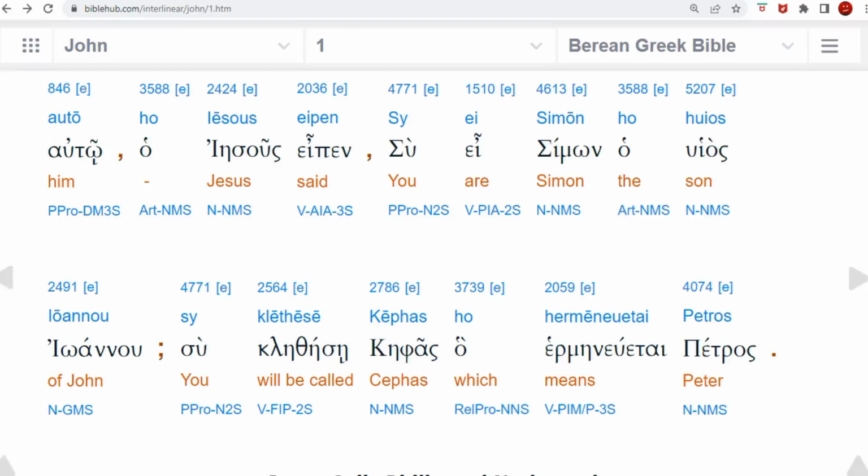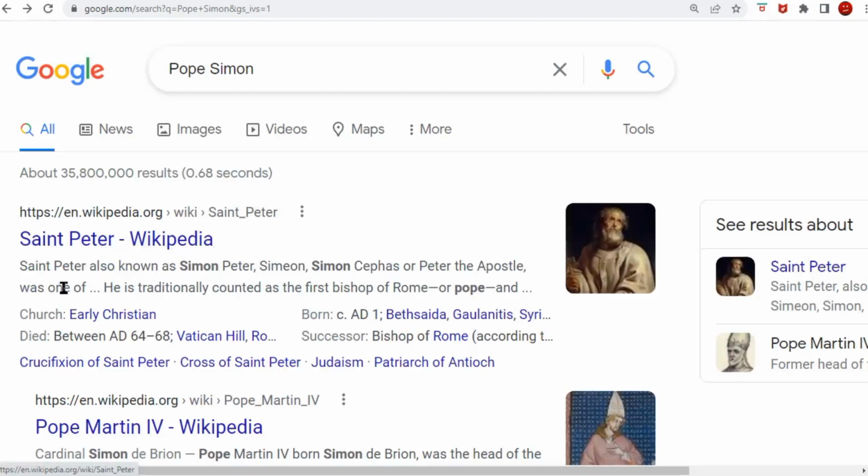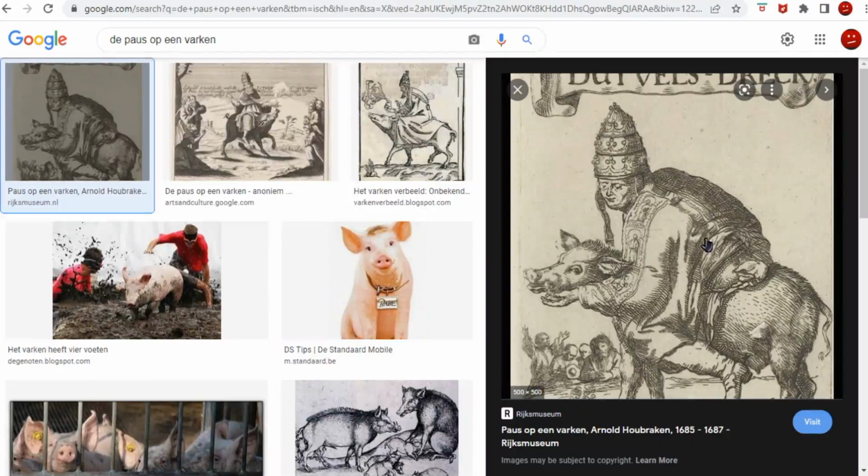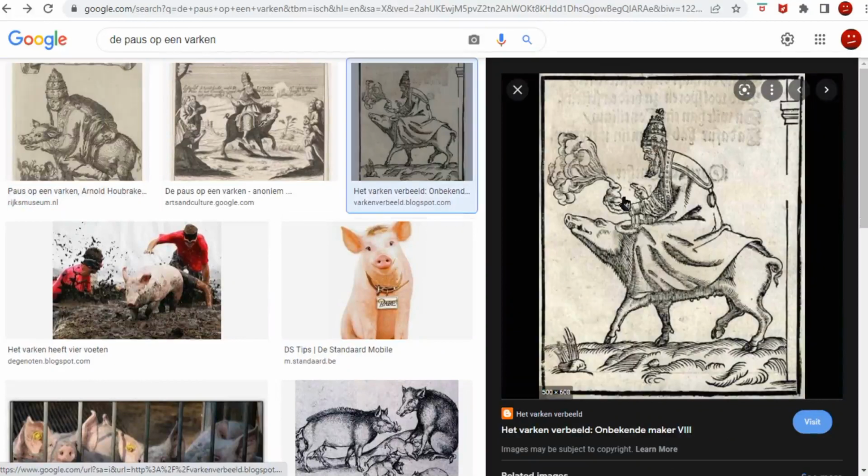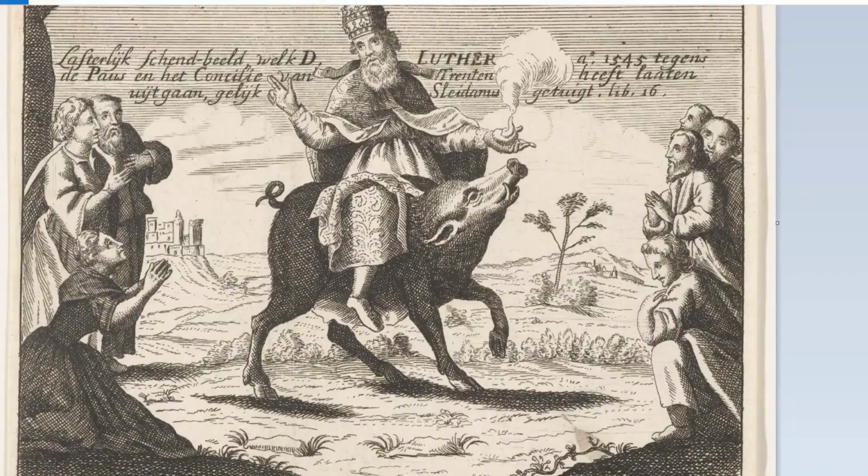Simon Peter. That's also Saint Peter. Simon Peter, Cephas, Peter the Apostle. And that was the first bishop and pope. And he was often pictured riding a pig and leading it around with wana. He had shit in his left hand, and he was leading the pig around. And the poor people praised him for leading the pig around with shit.